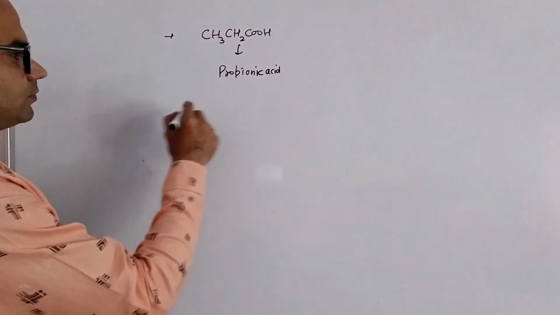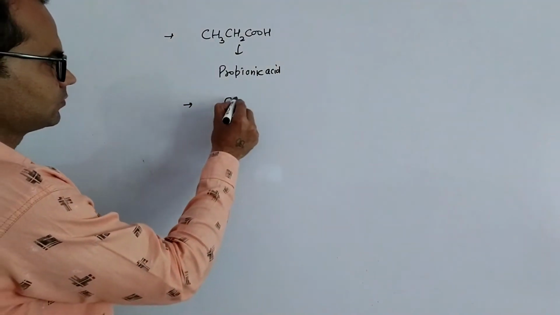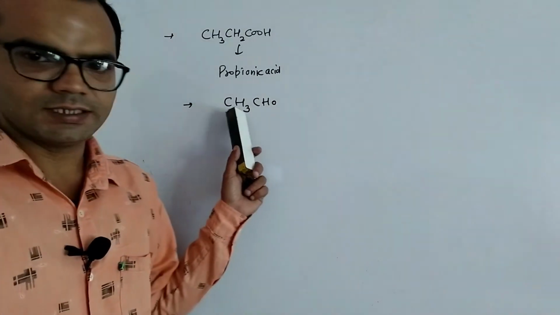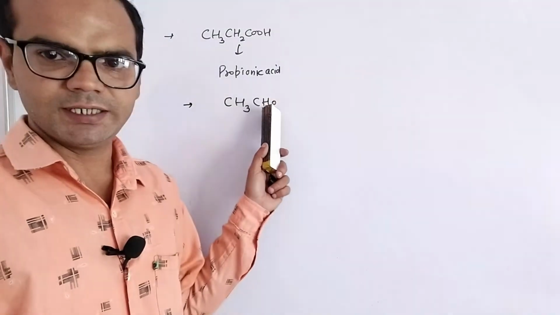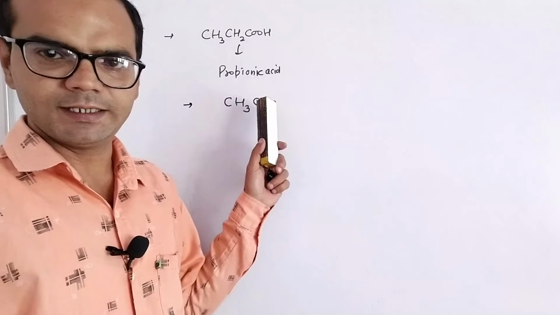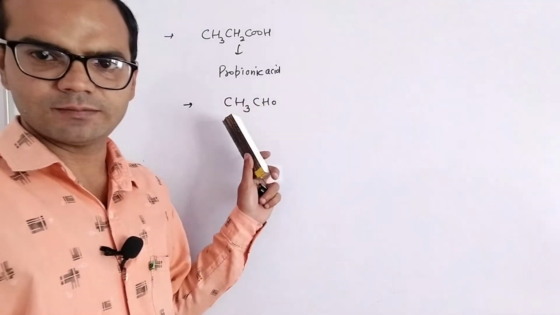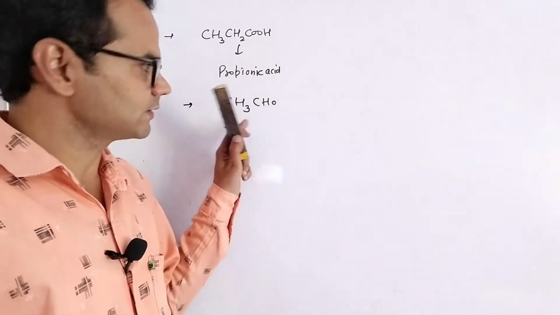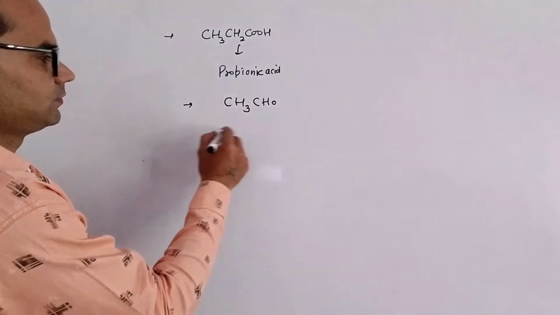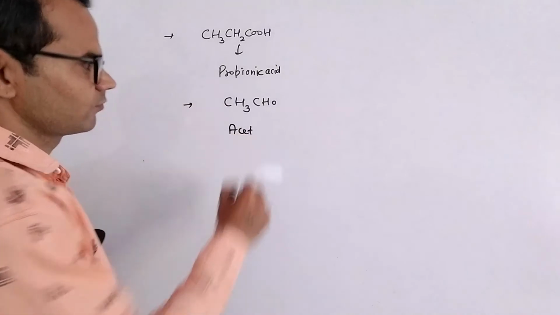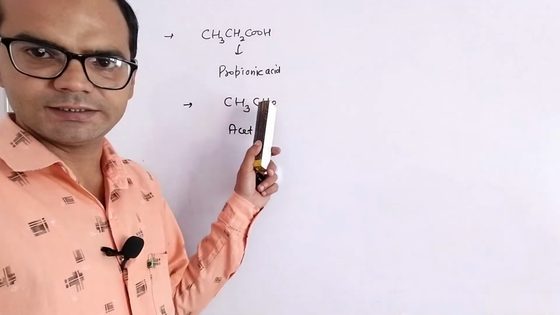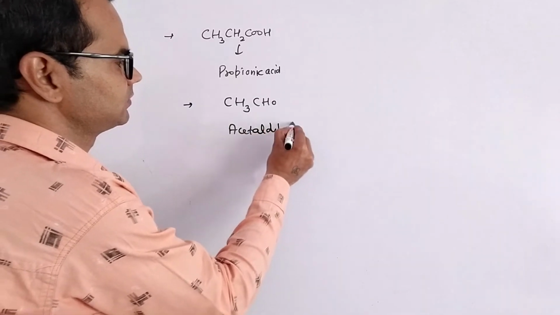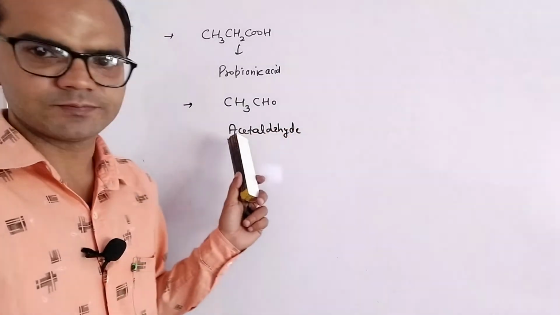Second, CH3CHO. CHO is the aldehyde group and its suffix is aldehyde. So count the carbon. We have 2 carbons, 1, 2, including the carbon of the functional group. So its prefix is acet, and the suffix is aldehyde. So acet plus aldehyde, this is acetaldehyde.